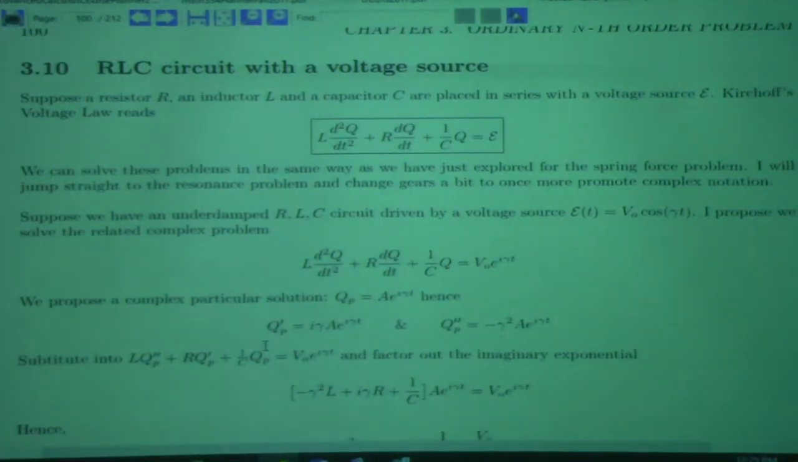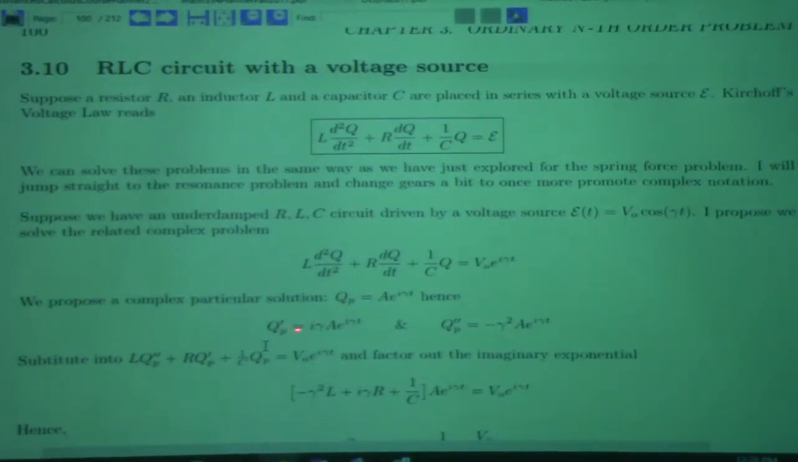Instead of using real notation, I say, you know what? If I want to solve for a particular external voltage of cosine gamma t, I might as well solve the corresponding complex problem, which would be v naught e to the i gamma t. See, e to the i gamma t is easy to solve because the particular solution just has the form a e to the i gamma t, right?